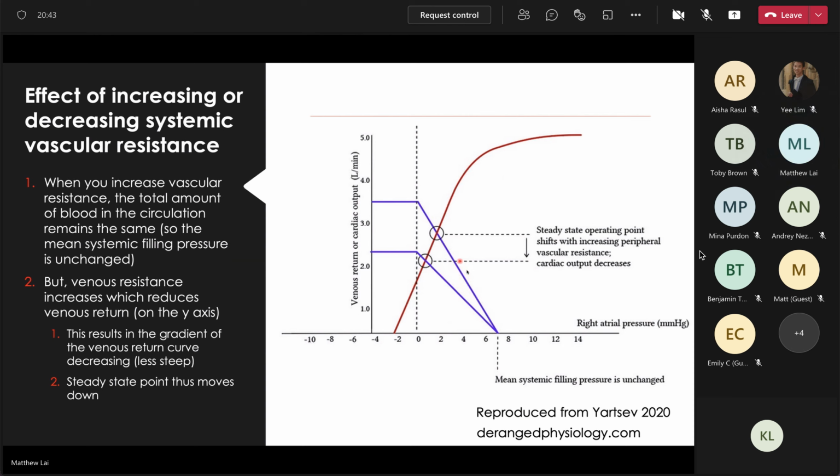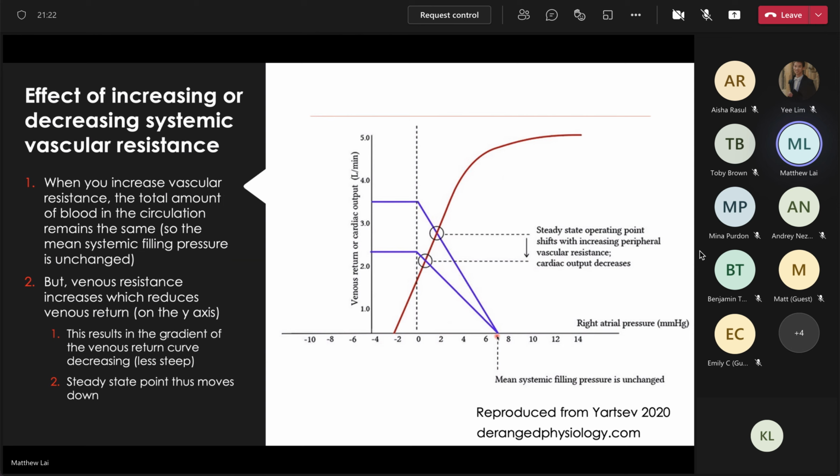So let's say this curve here is your original venous curve. So when we get an increase in vascular resistance, so vasoconstriction, this point remains the same, but the gradient is going to decrease. And this is because there's a less steep venous return curve because there's less venous pressure. You can think of it that way, allowing blood back to the heart. So your steady state operating point moves down and you get reduced cardiac output.